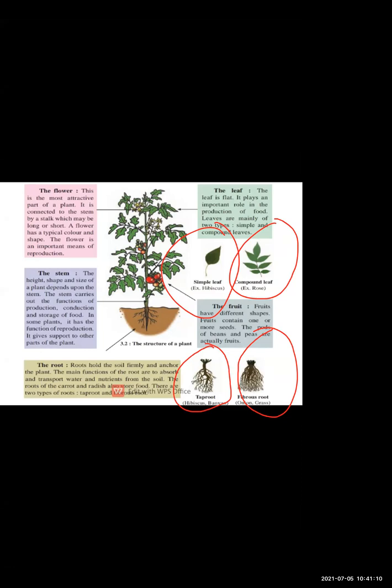Then comes the fruit. As you know, fruits have different shapes and contain one or more seeds. Some fruits have one seed and some fruits have two seeds. So depending upon the seeds, the fruits can be classified into two different types. There are also some pods of beans and peas you can see, which are actually part of the fruit.